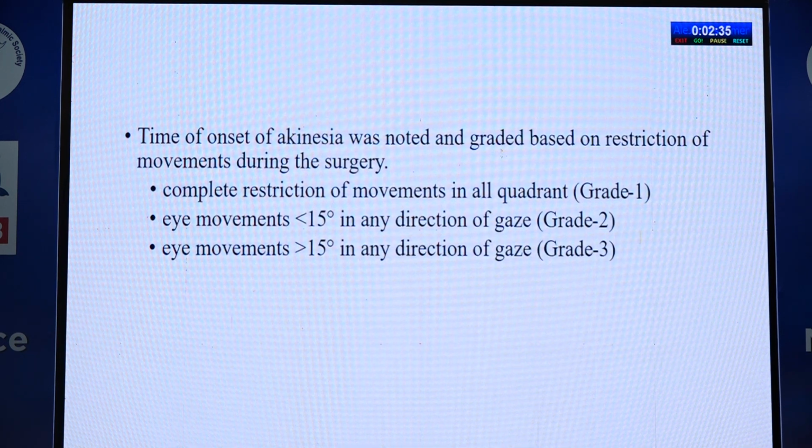The time of onset of akinesia was noted and graded based on restriction of the movements during the surgery. The complete restriction of movements in all quadrants is termed grade 1. Eye movements less than 15 degrees in any direction of gaze is grade 2. Eye movements more than 15 degrees is grade 3.